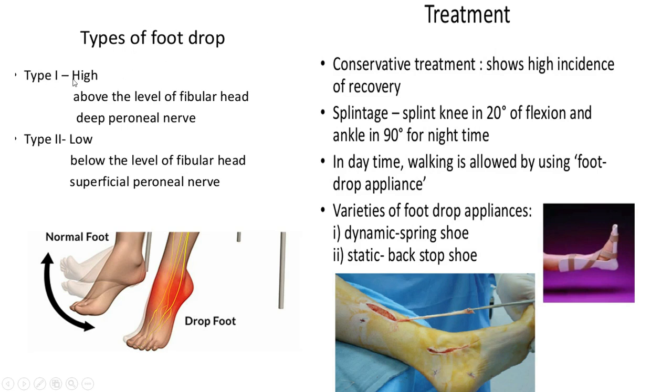If the lesion is high, it can cause injury above the head of the fibula. I already discussed it, like if there is injury around the hip and this area. If it is lower, then it also seems to affect the superficial peroneal nerve.